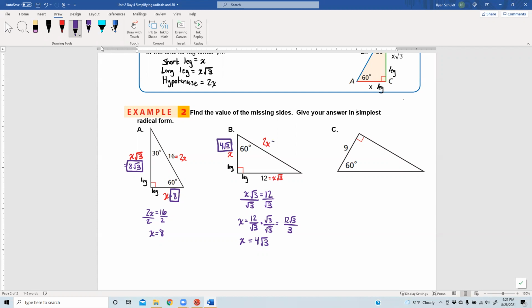This one is going to be 2 times 4 square roots of 3. When I plug in for x, I still need that 2 there. Well, what is 2 times 4? 2 times 4 is 8 square roots of 3. There we go.